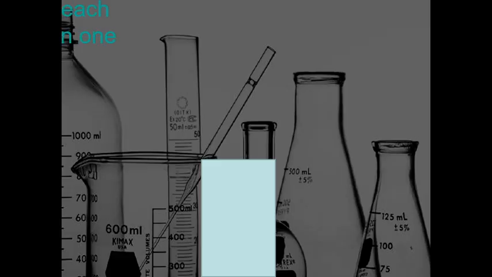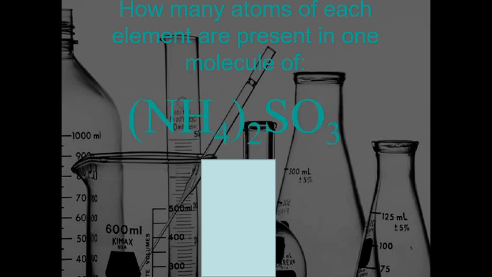Right? Good. So let's do an exercise. How many atoms of each element are present in one molecule of this compound? Yeah? Good. Let's first start by identifying. We have nitrogen, we have hydrogen, we have sulfur, we have oxygen. So you must now tell me how many of each of these there are.